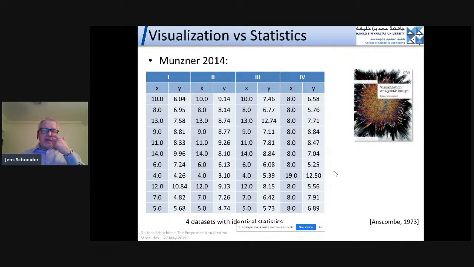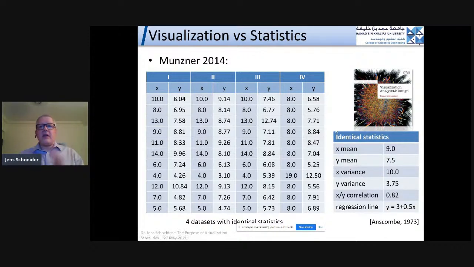Here's an interesting example. Why don't we use statistics? If we have too much data, let's just have some aggregates and look at statistical indicators. And this here is called Anscombe's quartet. These are 4 data sets, and they all have identical statistics. Same mean, same variance, same correlation, same regression line. Okay, so they should be the same, right? Let's have a look at them when we plot them.